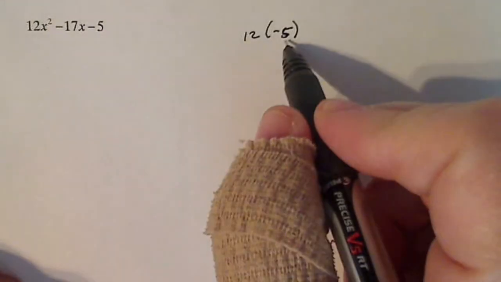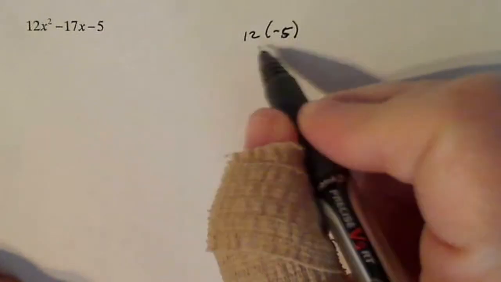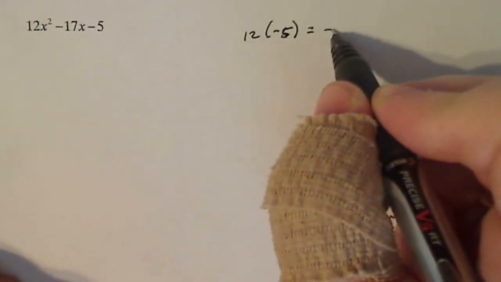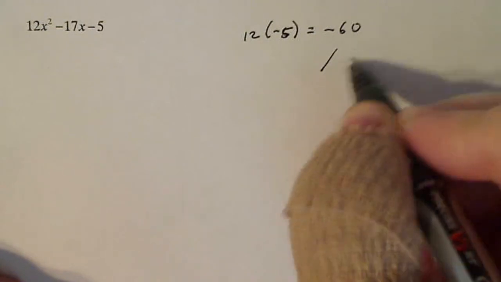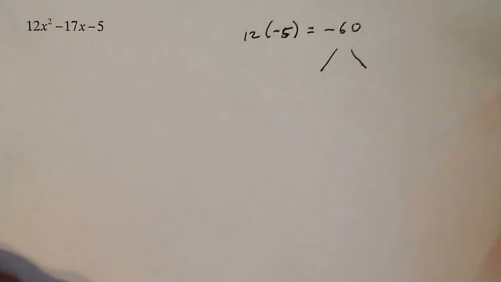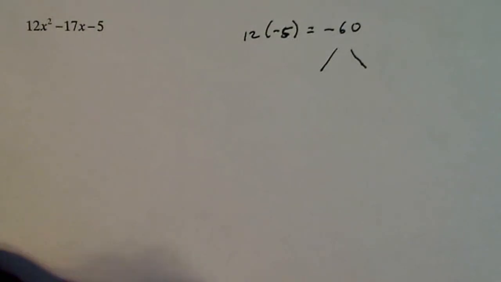I said C, so that's minus 5. Not sure why I wrote minus 6. But 12 times minus 5 equals minus 60. I have to think of two factors of minus 60 that add up to, what do you think? Negative 17. So let's see.